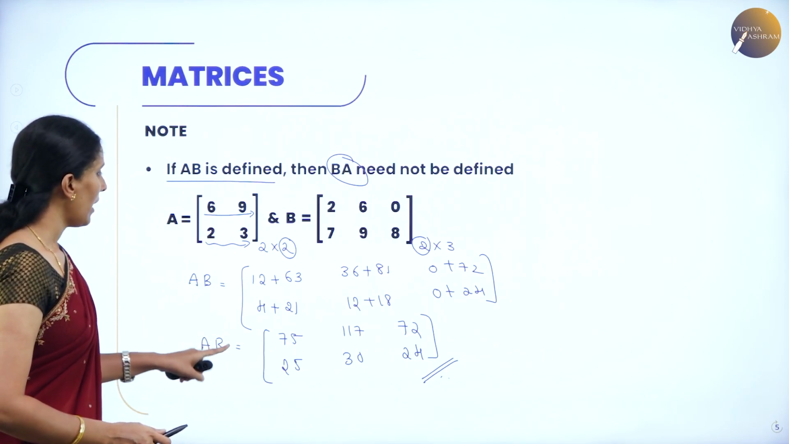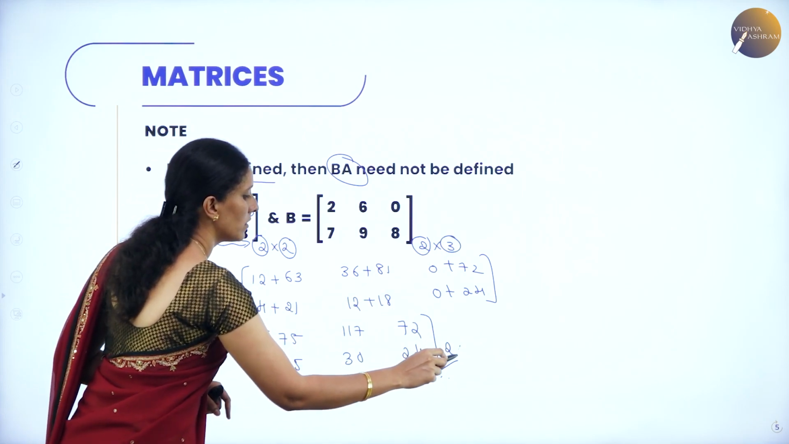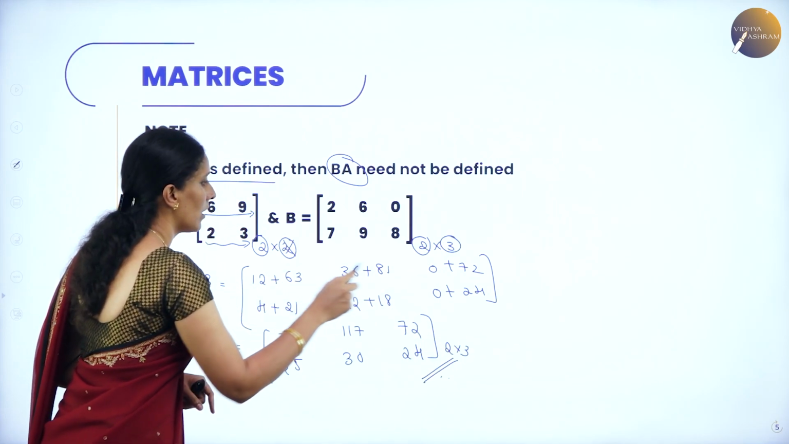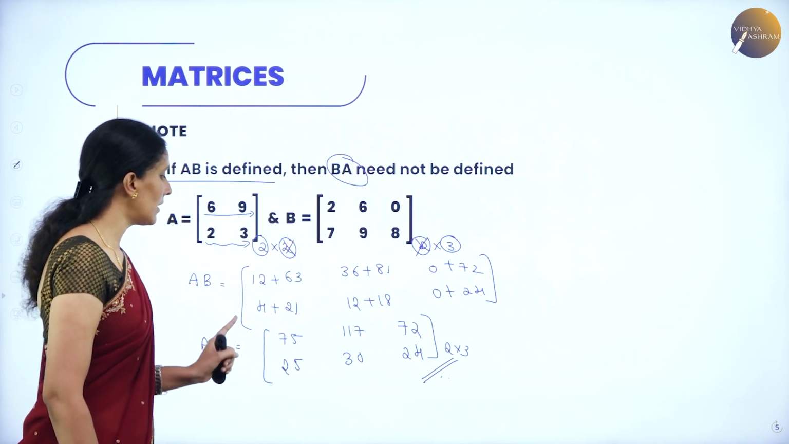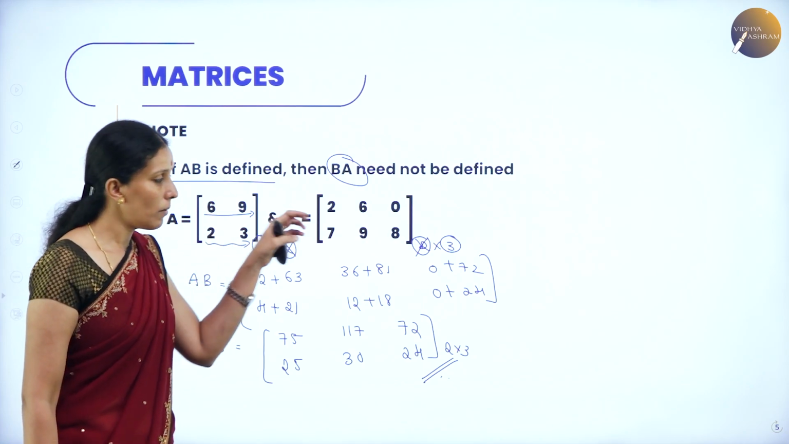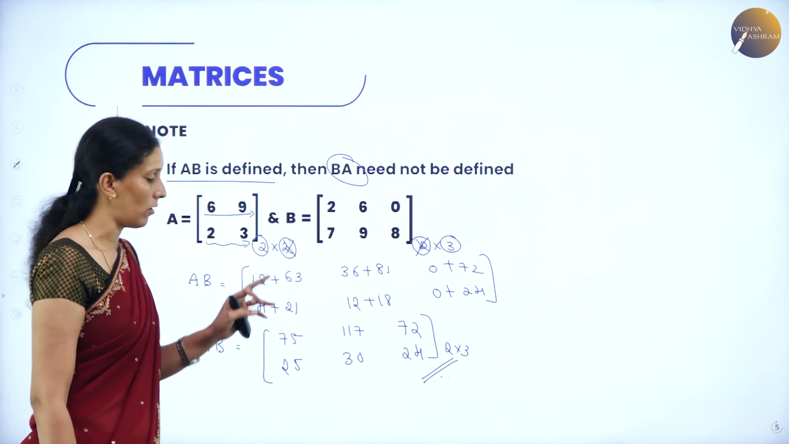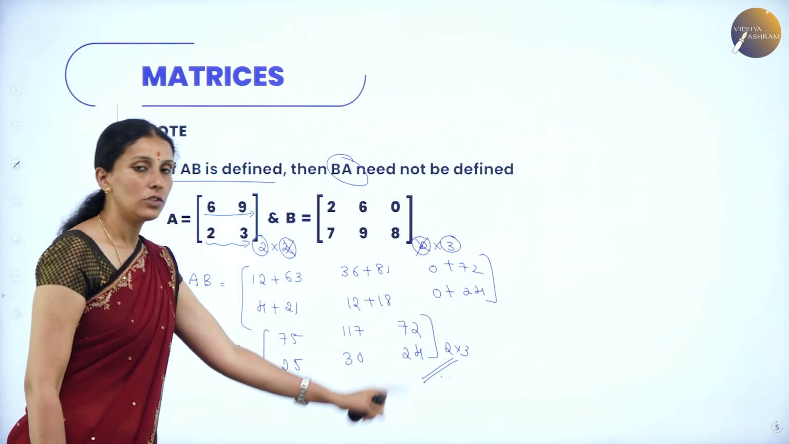See here, AB is a 2 cross 3 matrix, 2 cross 3 matrix. So just the number of rows and number of columns are equal, then the resultant matrix will be equal to the number of rows in the first matrix cross the number of columns in the second matrix. That is a 2 cross 3 matrix. You will get that as 2 rows and 3 columns.